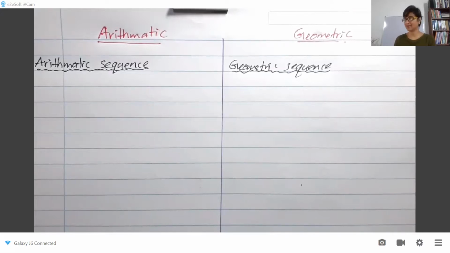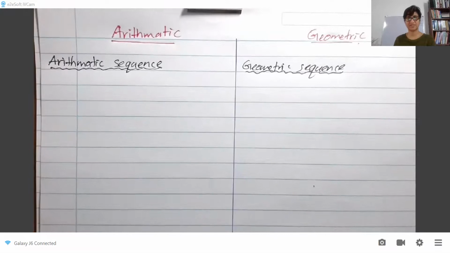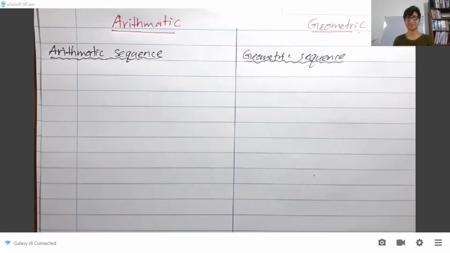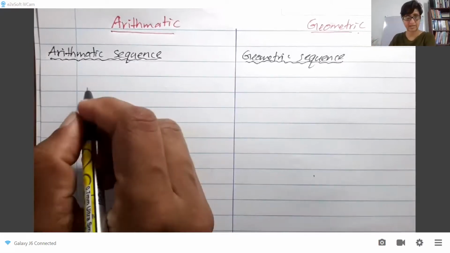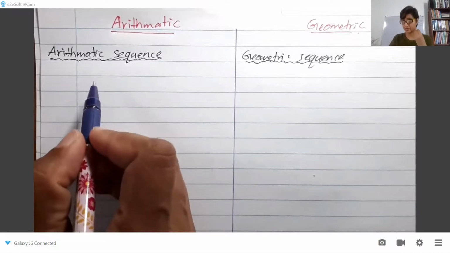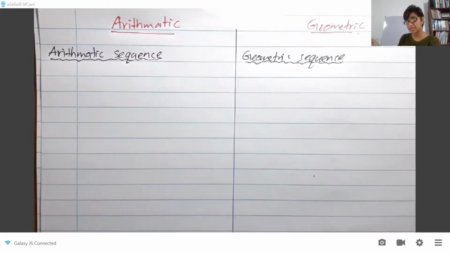Does anyone know already what an arithmetic and a geometric sequence is? A sequence is said to be arithmetic if the numbers in your sequence follow a certain pattern. And what is the pattern? The numbers progress by adding a fixed number. Now I will write something here. You don't write that. This is just to explain. A sequence is called arithmetic if your numbers progress in the sequence by the addition of a fixed number.